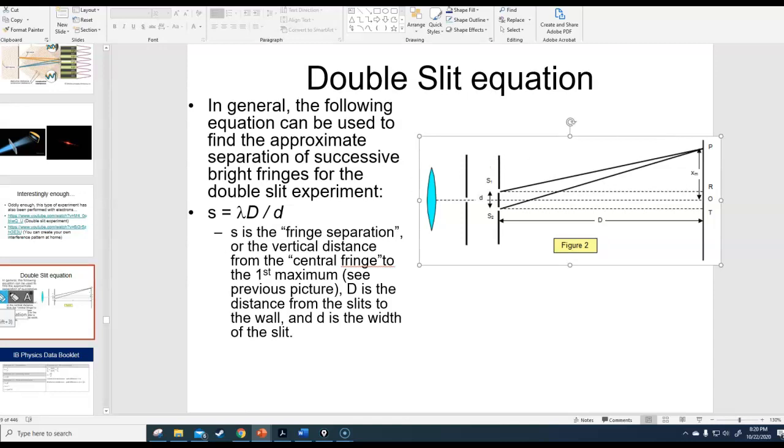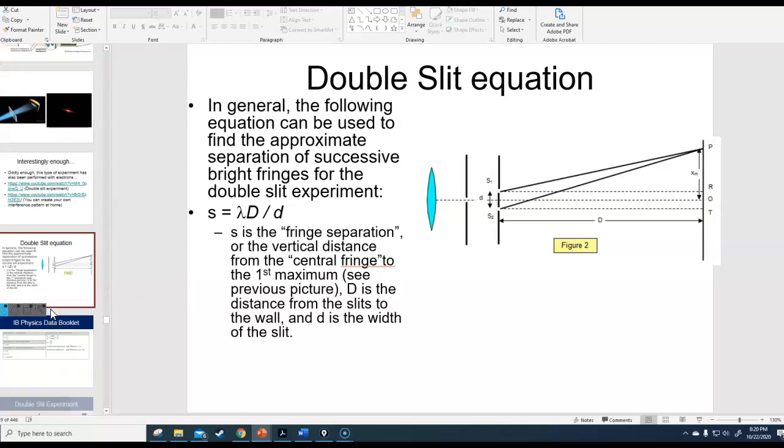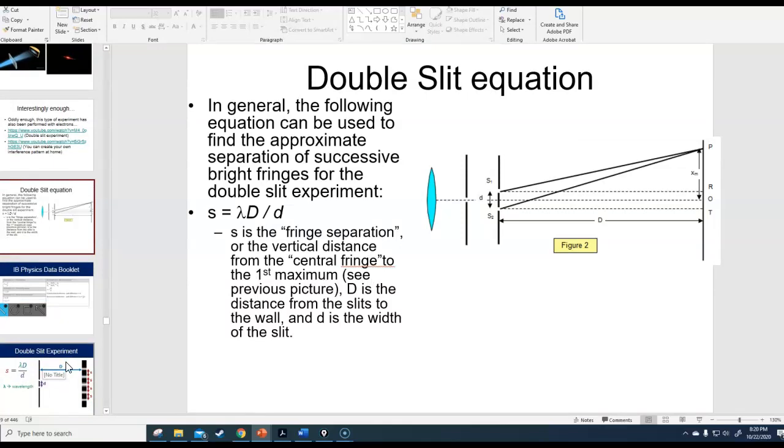The equation reads S equals lambda times capital D divided by lowercase d. Now, in this equation, S represents what's called the fringe separation. Fringe separation is the vertical distance from the central fringe to the first maximum. Now, if you're like, what the heck does that mean? I'll show you a picture in a second so you get a better sense for what that is.